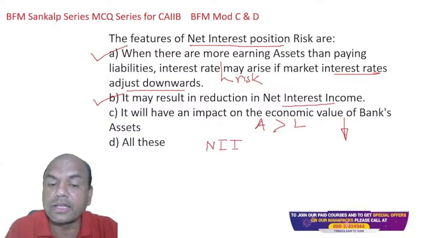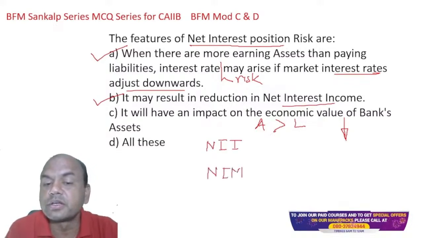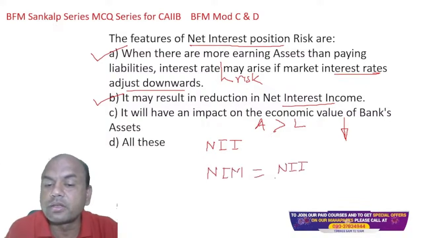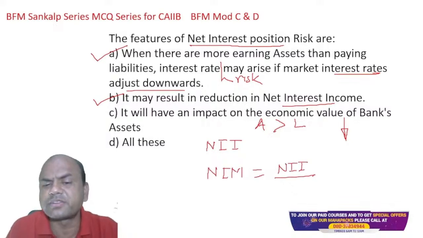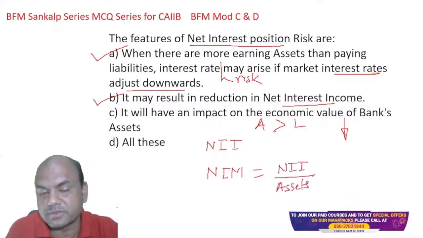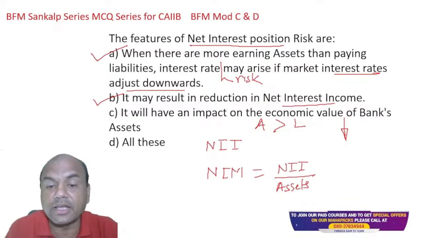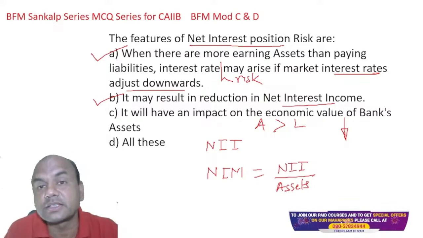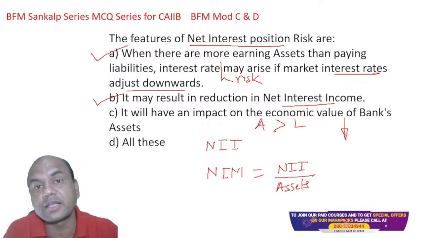Okay, and NIM. What is the difference between these two? NIM equals NII upon earning assets. Actually, you can write it as assets also, but it's actually earning assets, not NPA ones. Okay. So this is NIM, and NII means net interest income, the difference between your liabilities and asset products.